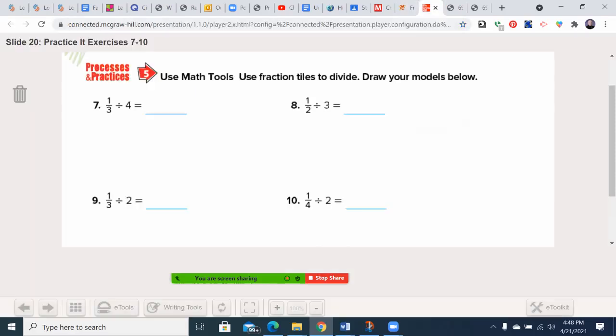Let's go here. Go ahead and try numbers 8, 9, and 10. Pause the video and come back when you're ready. Let me pause the video now.